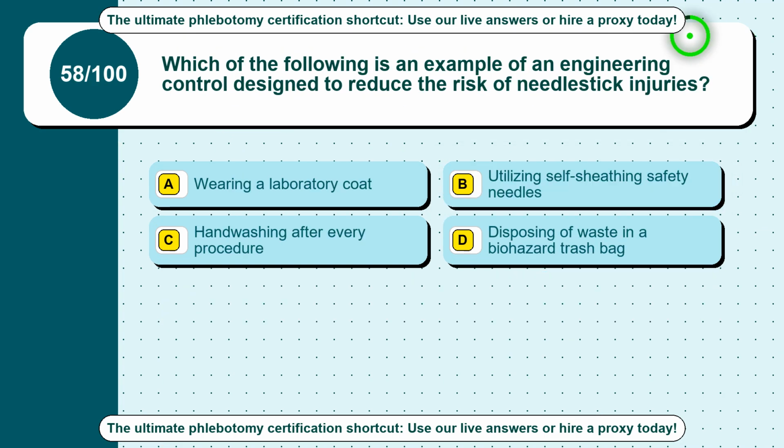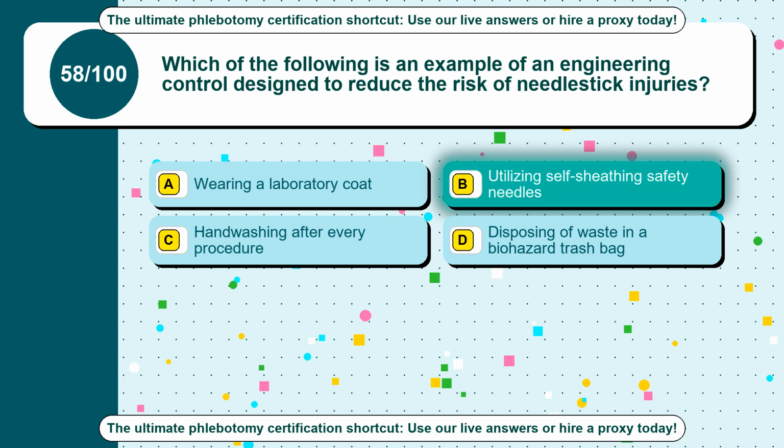Question 58. Which of the following is an example of an engineering control designed to reduce the risk of needle stick injuries? Option A. Wearing a laboratory coat. Option B. Utilizing self-sheathing safety needles. Option C. Hand washing after every procedure. Option D. Disposing of waste in a biohazard trash bag. The correct answer is option B.